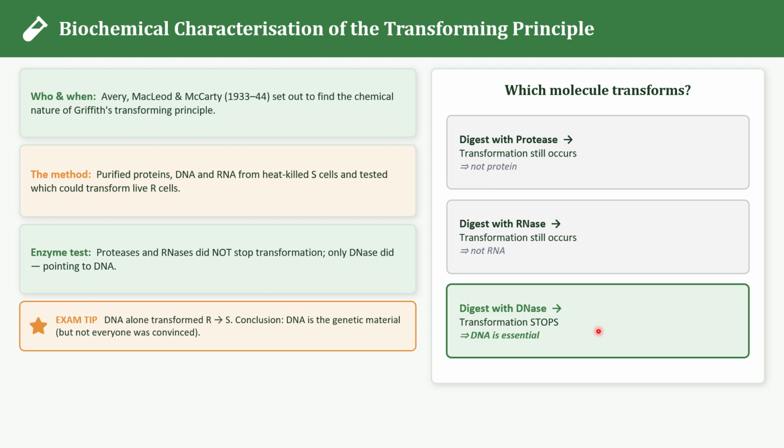But still, many scientists believed that proteins might be the hereditary material because proteins appeared more complex. Here are some exam tips. Generally, students confuse DNA with DNase. See, DNA is the hereditary molecule. DNase is an enzyme that cuts DNA. Let's move on to the next one.